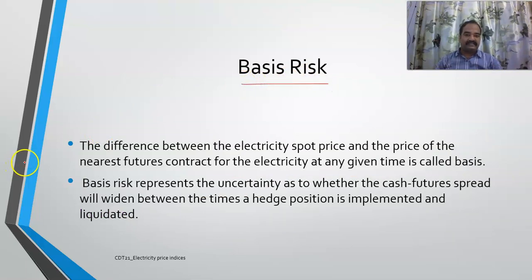And lastly, I would like to mention a key term in future markets, what we call a basis risk, which is the difference between the electricity spot price and the price of the nearest futures contract for the electricity at any point of time. The difference between electricity spot price and the price of the nearest futures contract for the electricity. And basis risk represents uncertainty as to whether the cash futures spread will widen between the times a hedge position is implemented and liquidated.